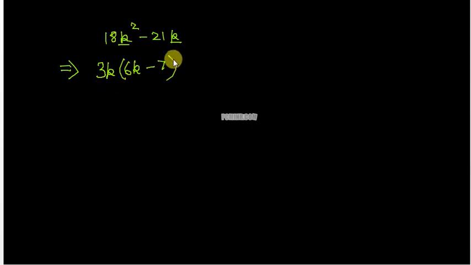And 3k minus 7 gives me 21k. So the moment you look at it, we come to know one numerical factor is common, which is 3, and k square and k. So k can be taken outside, right? They need to have these common expressions.